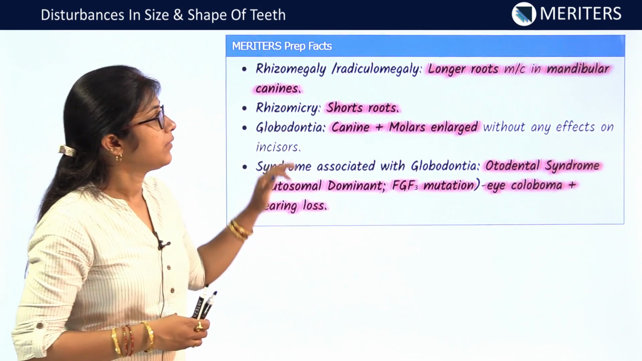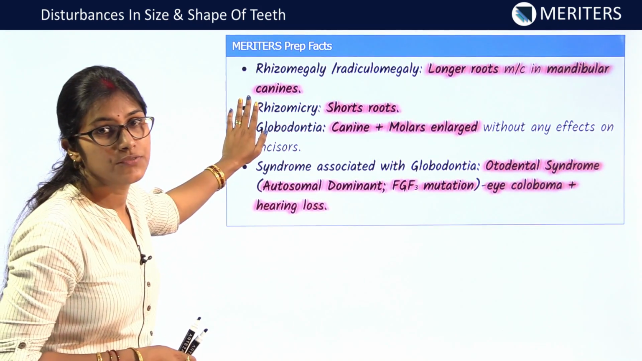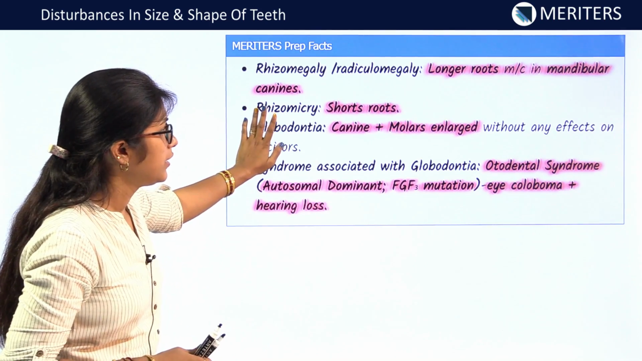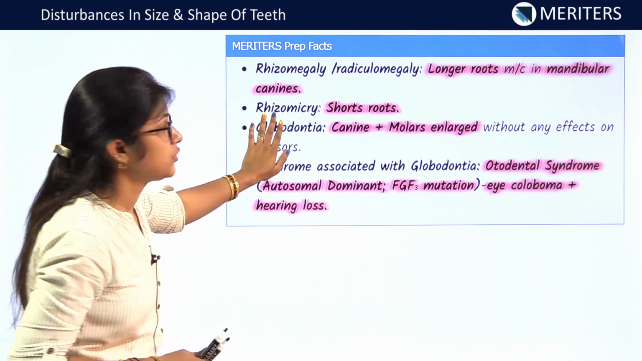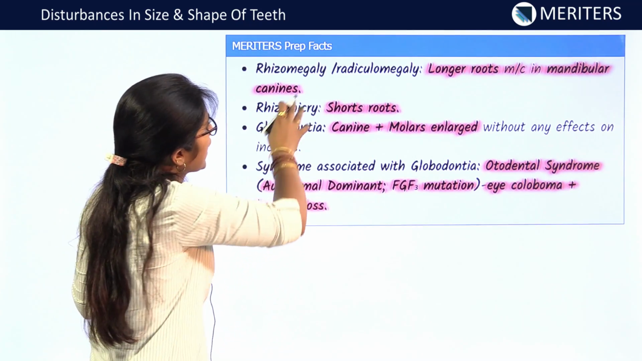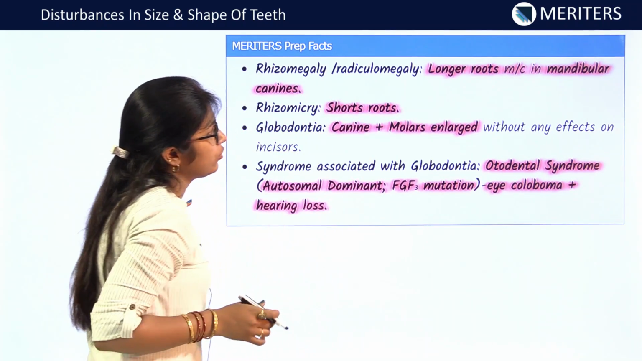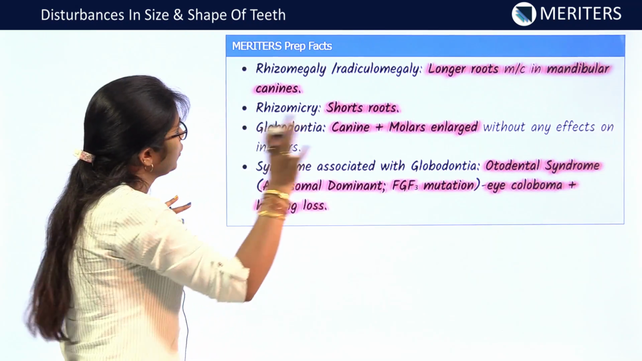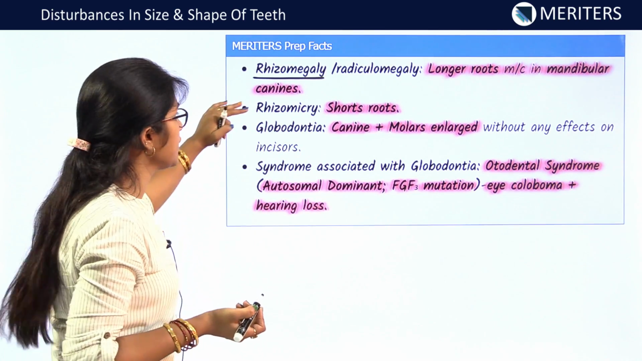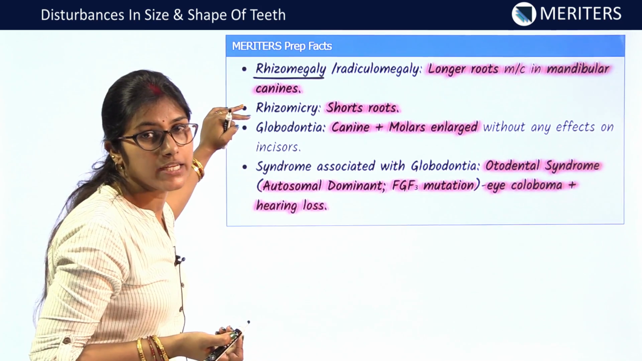Now we'll be seeing some very important points, which are presented here as meritorious prefects, and these are direct important terminologies which you can expect as questions. First of all we'll see rhizomegaly or radiculomegaly. Now first of all you can understand the meaning of this term. Rhizo is root and megaly is enlargement.